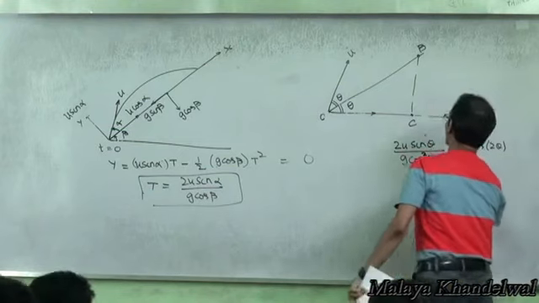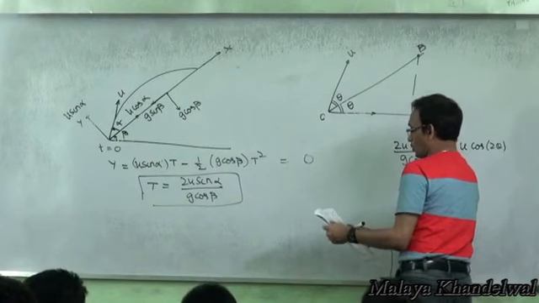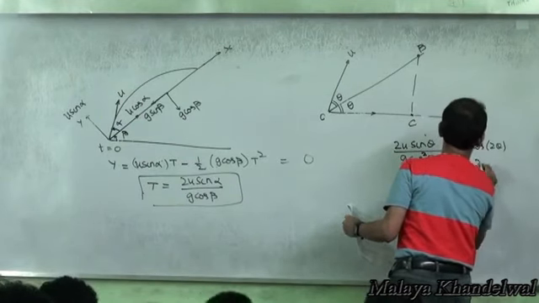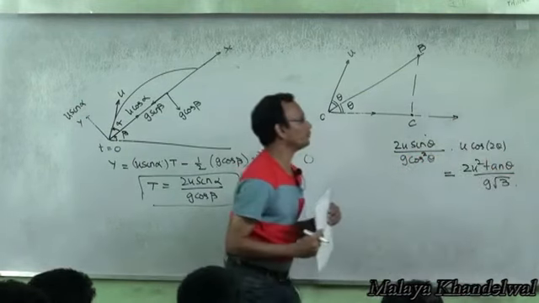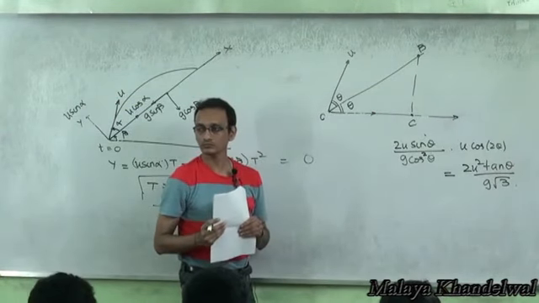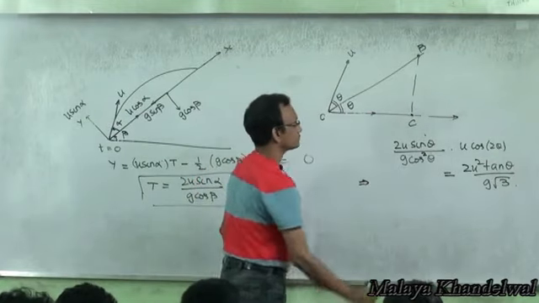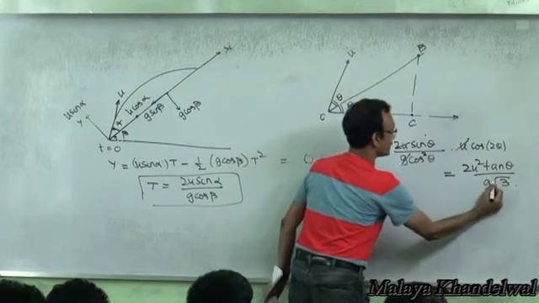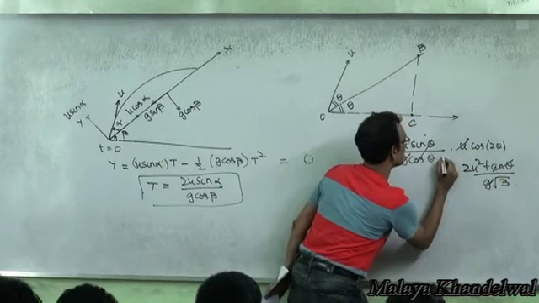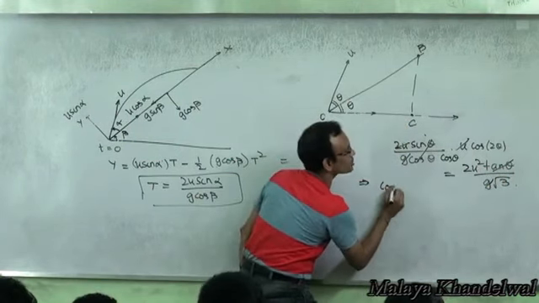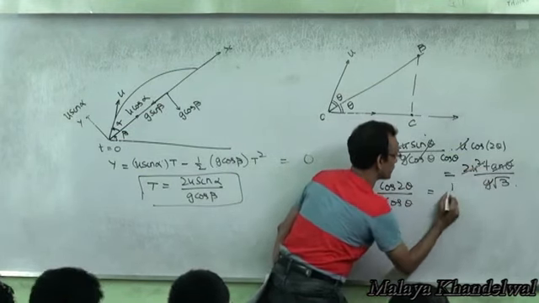Yes or no? Right? And this OB is given to be 2u squared tan theta by g root 3. And this gives us, so we have 2u squared getting cancelled, g getting cancelled, and then tan theta getting cancelled, a cos theta remaining behind. So we have cos 2 theta by cos theta as 1 by root 3. Yes or no?